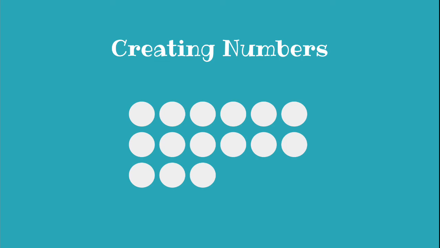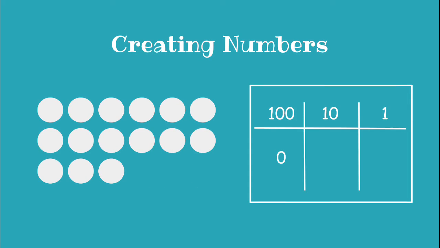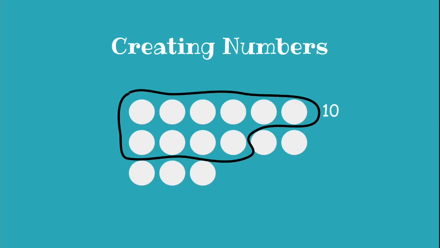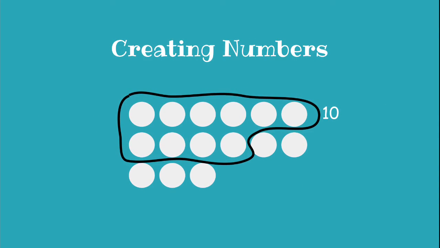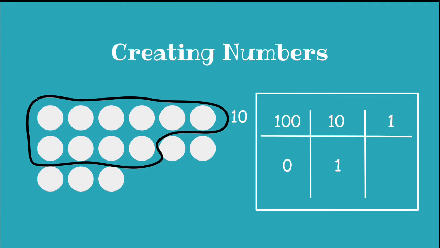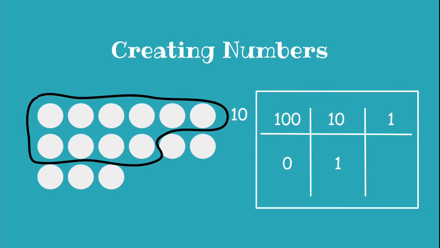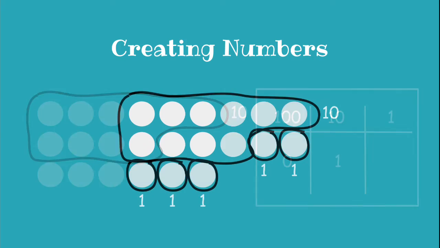Let's look at another group of circles. We know there's not 1,000 or 100, so we can go ahead and put a 0 on our chart for the hundreds place, and the thousands, if we were including that. Next, we'll try and figure out how many groups of 10 there are. There's one group of 10, but we can't make another group of 10. So, we can record on our chart we have one group of 10.